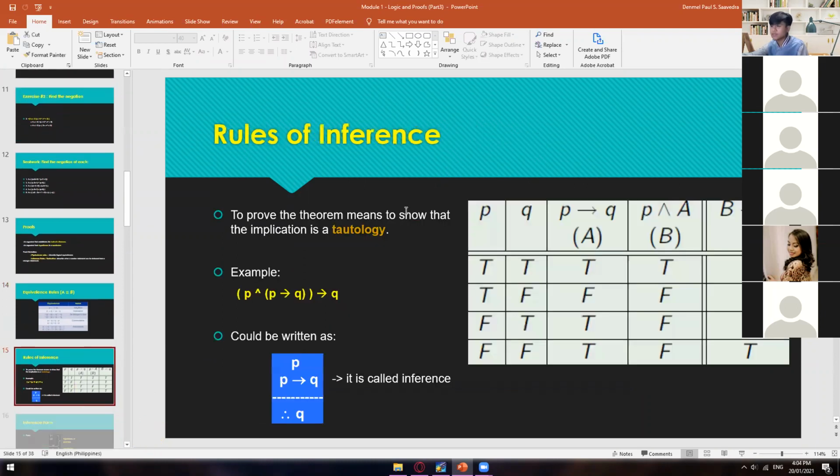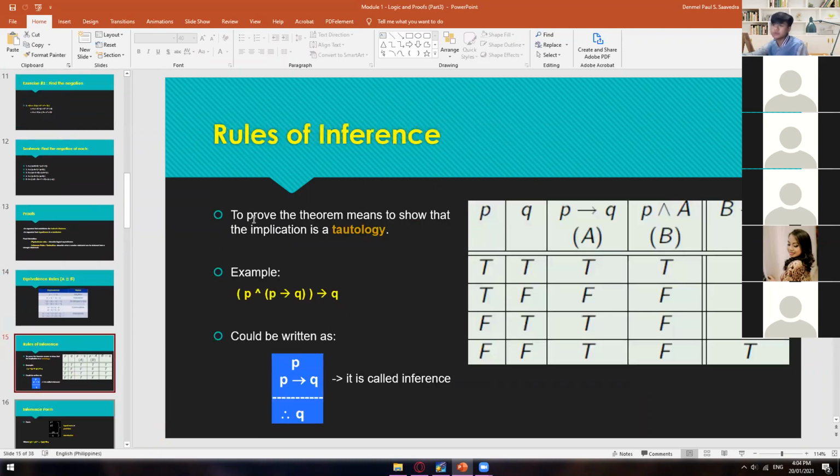Okay, so here are now the rules of inference. To prove the theorem means to show that the implication is a tautology. This is one thing that you have to take note of. This is very, very important. In rules of inferencing, all of your hypotheses are assumed to be true.